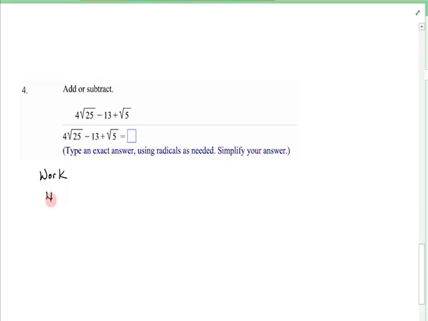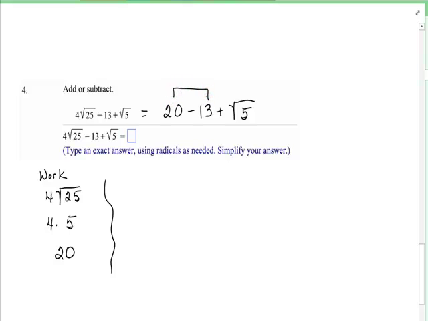I have 4 times the square root of 25. 25 is a perfect square. I simplify this by simply saying it's 4 times 5, which is 20. Then I have a minus 13. There's nothing to do with that. And I have the square root of 5, and I know I can't simplify the square root of 5. So the first term became 20 minus 13 plus the square root of 5. 20 and 13 are both rational numbers, so that gives me 7 plus the square root of 5.